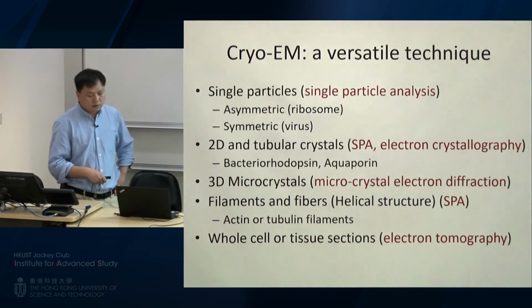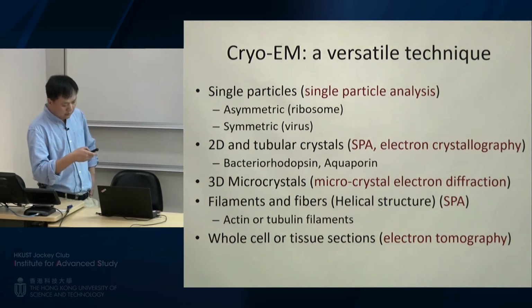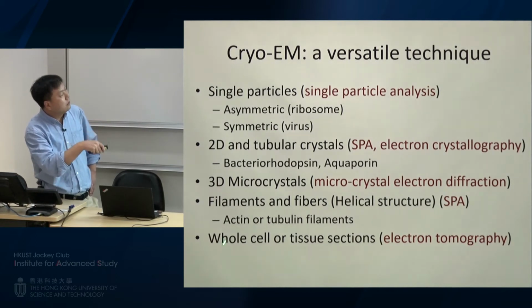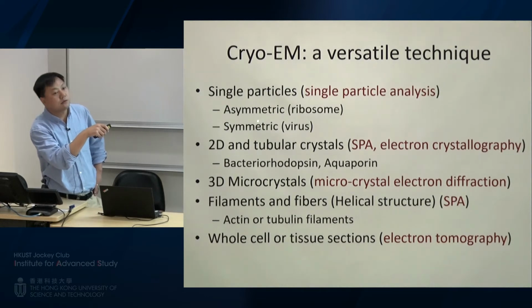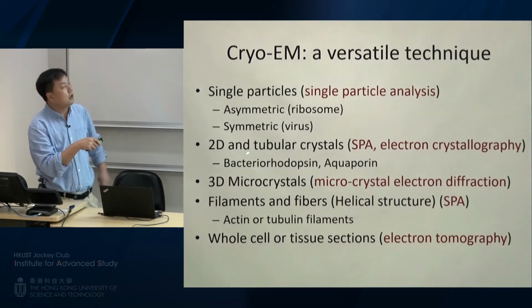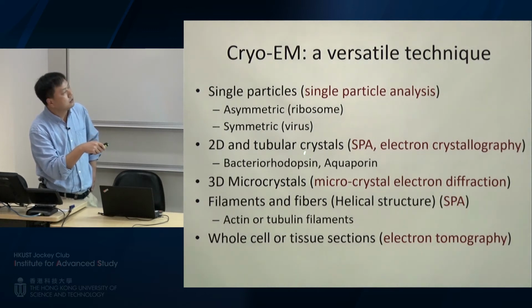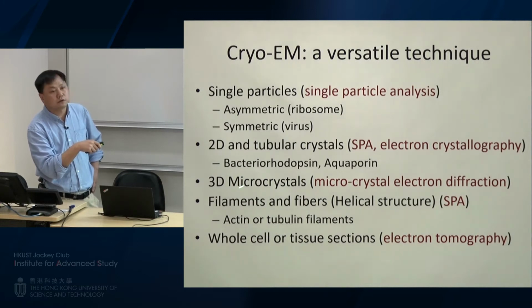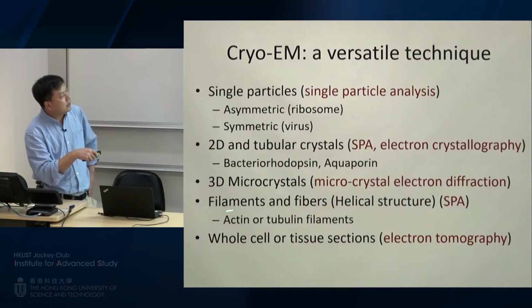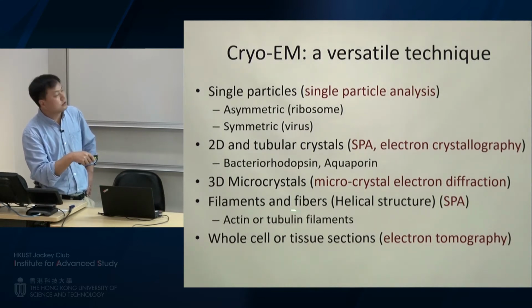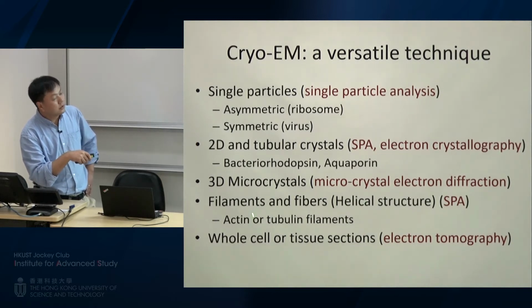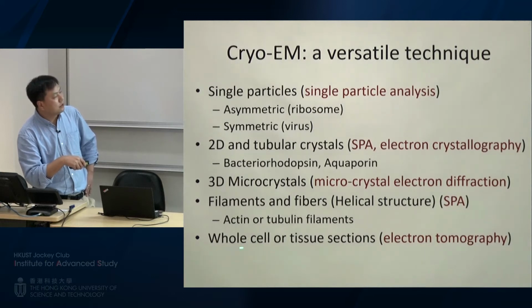Basically, the best thing about Cryo-EM is that it is a very flexible tool. It can study all kinds of biological samples. For example, single particles that can be either symmetric or asymmetric. We can also use EM to study the structures of 2D and tubular crystals, and also 3D microcrystals. And inside the cell, there are many filaments and fibers made of proteins. We can also use Cryo-EM to study those helical structures. Most importantly, in the cell biology field, people use Cryo-EM to study the 3D structure of whole cells or tissue sections. The so-called electron tomography is very important to cell biology.